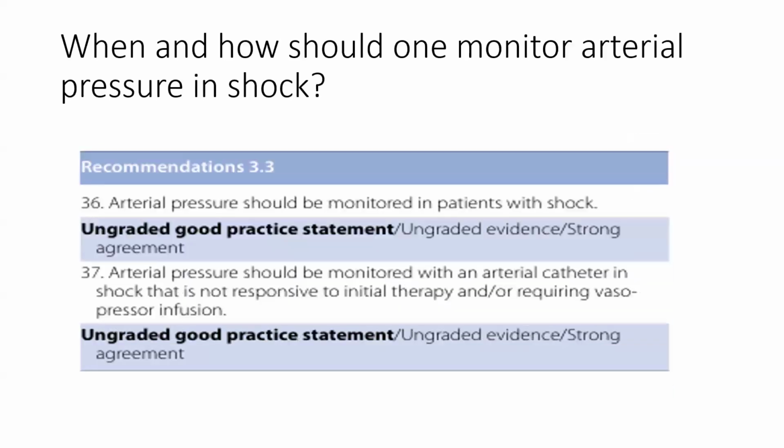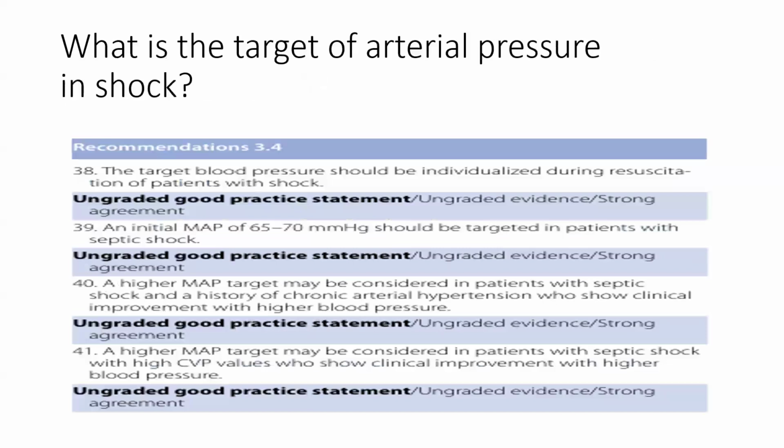So when and how should one monitor arterial pressure? Arterial pressure should be monitored in patients with shock. It should be monitored with an arterial catheter in shock patients who are not giving an appropriate response to initial therapy and who are requiring vasopressor infusion.